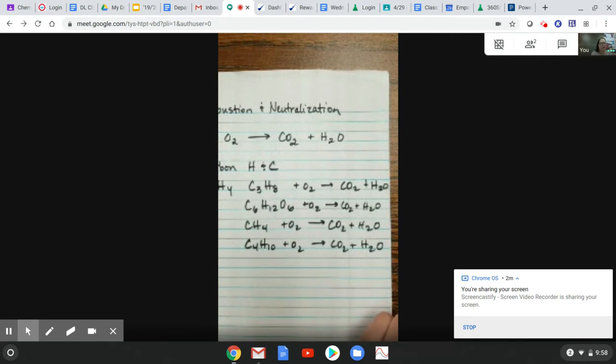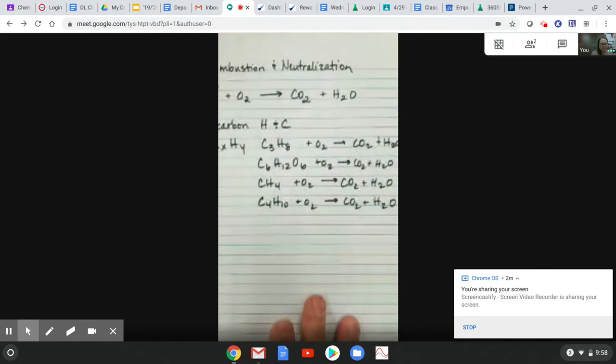And then you have to go back and balance it. These might be the easiest to write the products for, but they are the hardest to balance. And my advice to you would be just start balancing the carbons first, then do the hydrogens, then do the oxygens last. If you end up with a half or a number that's not divisible by 2, like if you end up with 13 oxygens on one side, multiply everything by 2 to get it to a number that is divisible by 2. So those are combustion reactions.